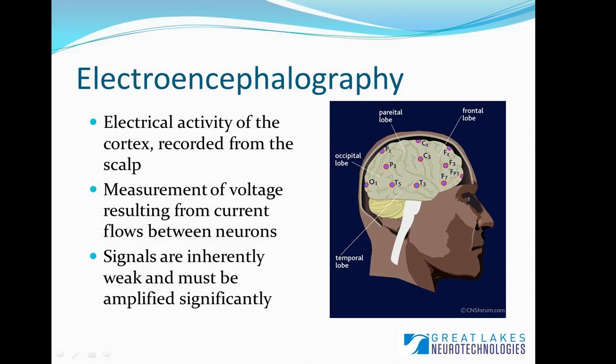On the voltage front, the EEG signal is very, very small and occurs on the microvolt level. Because of this very low amplitude, it must be significantly amplified in order for us to be able to see that signal and derive useful information from it. I'll talk about that amplification again a little bit later on in the presentation.